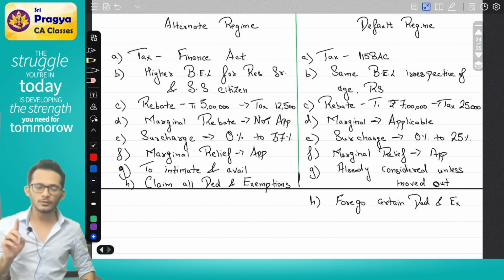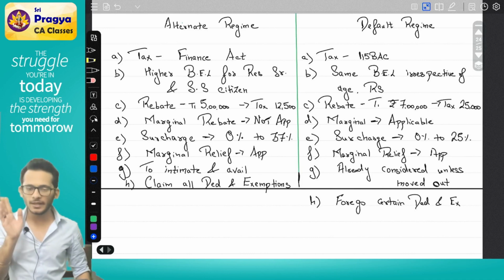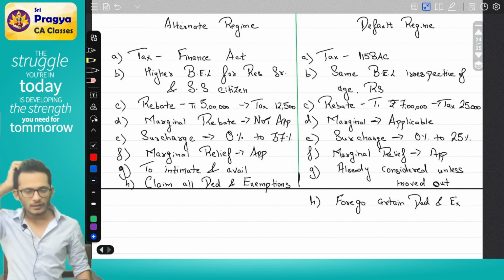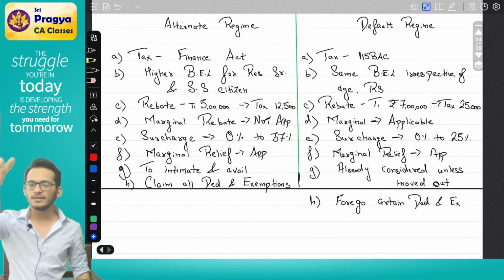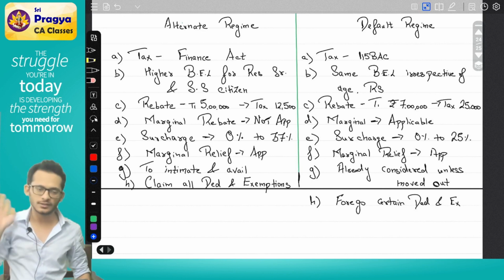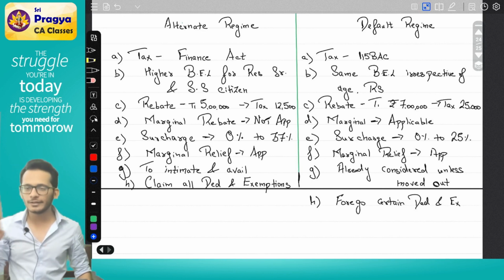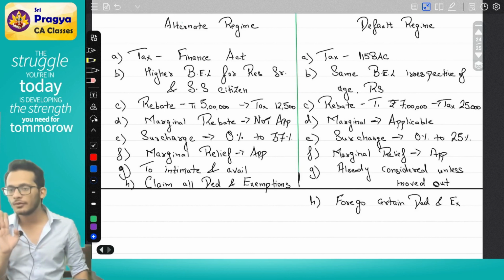What you will do is take a pencil or a pen out. On that specific section, you will note down "not applicable on default." So next time when you read, you know that this you do not have to claim for default regime. If we do that, you don't need to read chapter number 3.